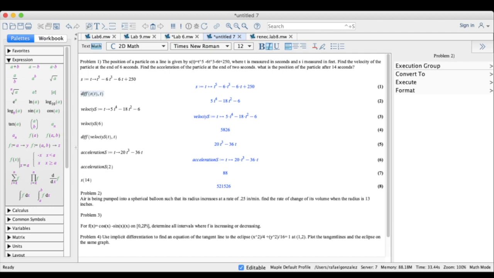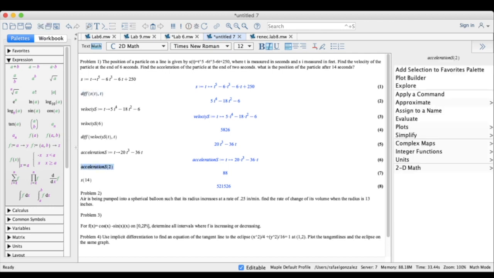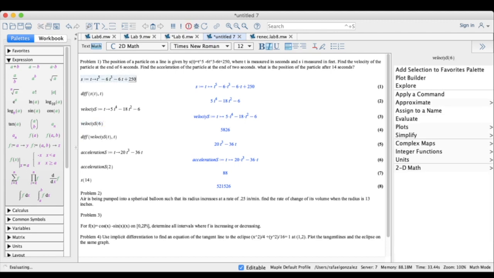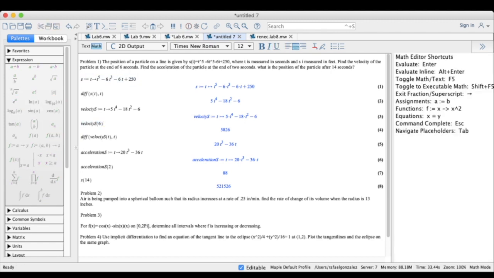You could be given the acceleration and then asked to find the velocity and then the position, and this is something that you could see on your final exam. We will see this coming up in a couple of weeks when we begin to talk about the antiderivative.